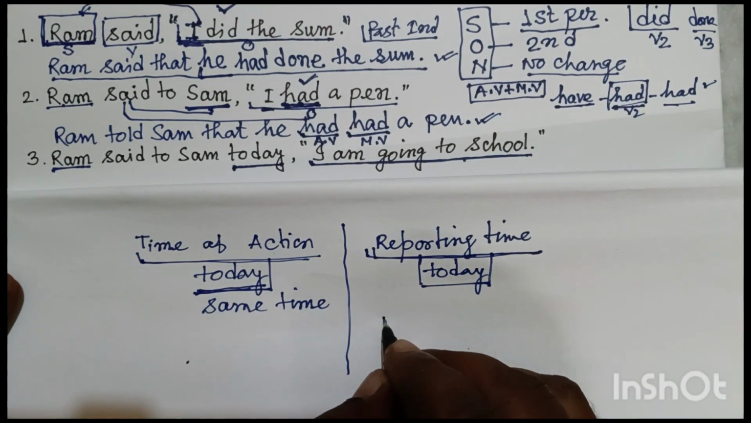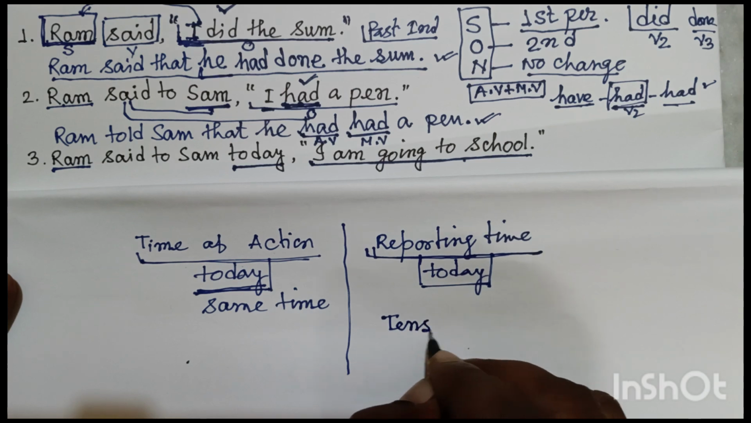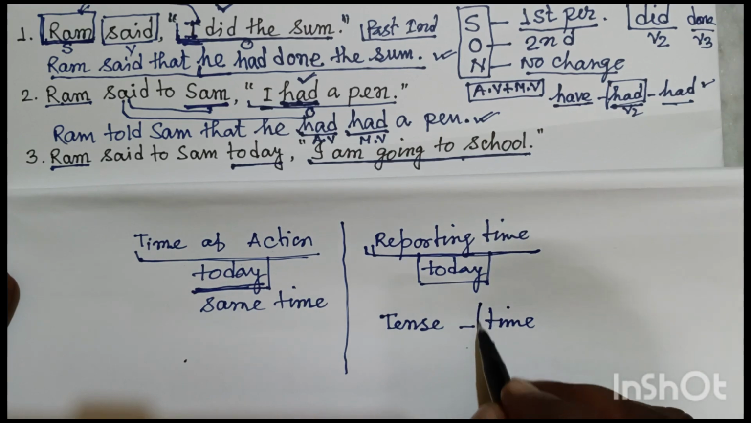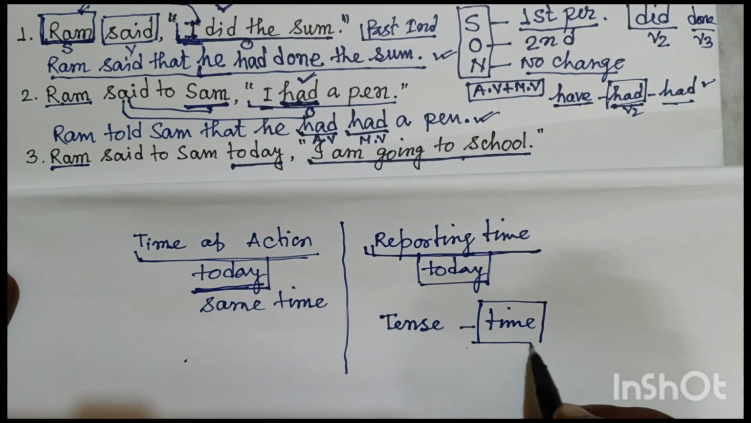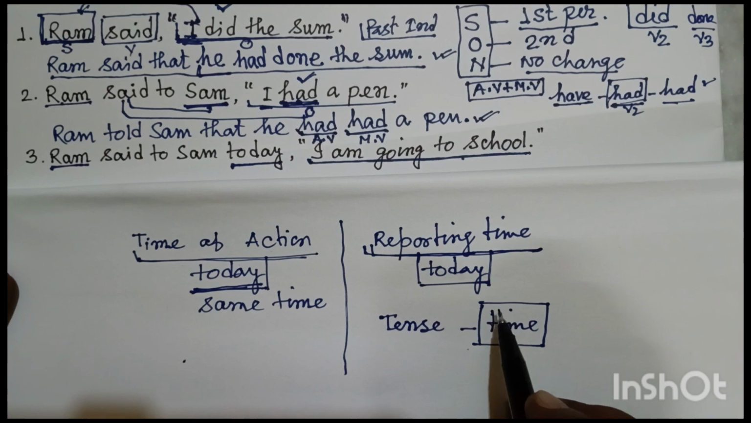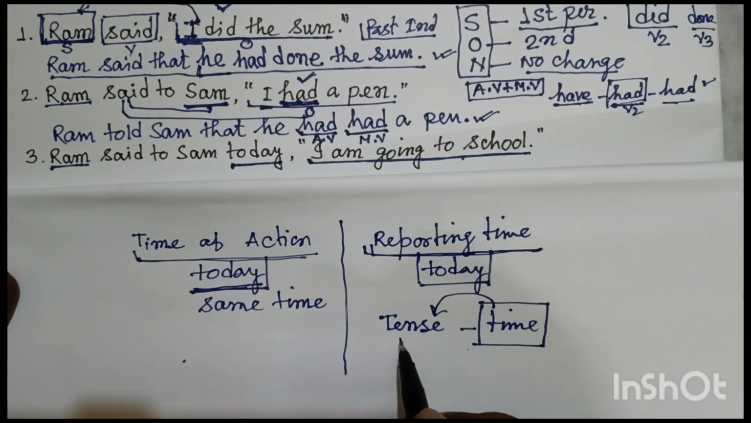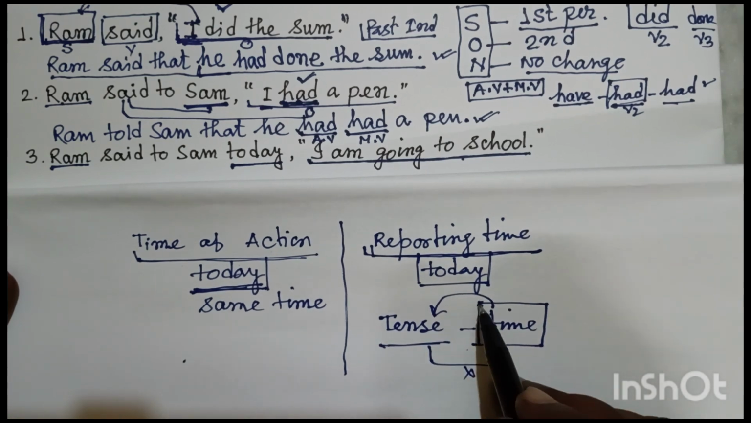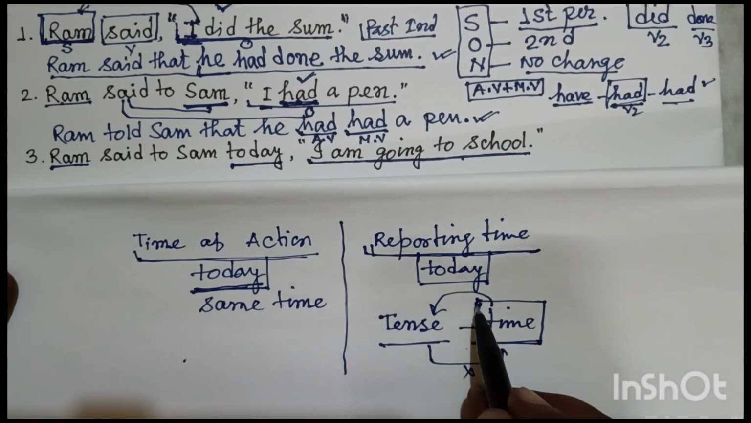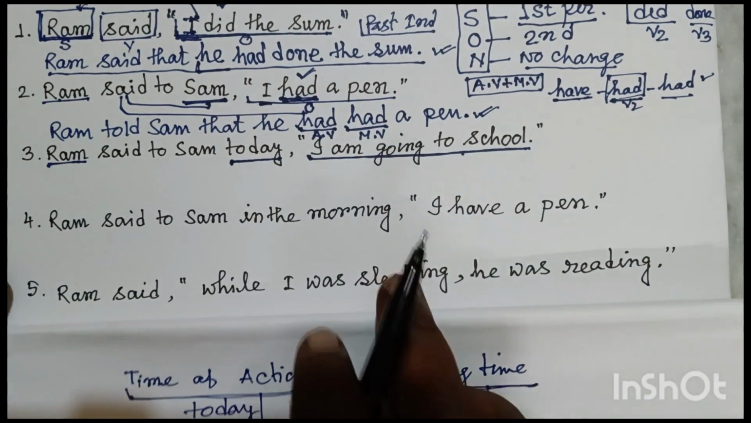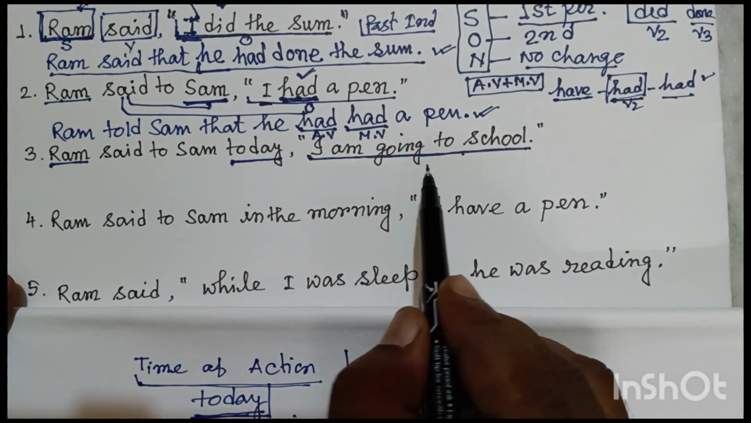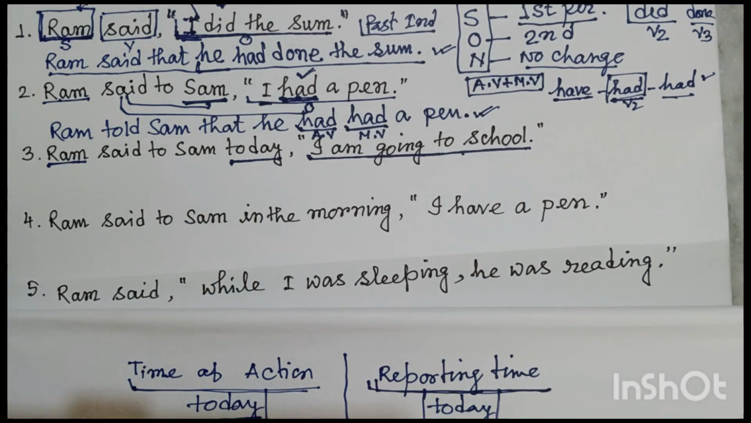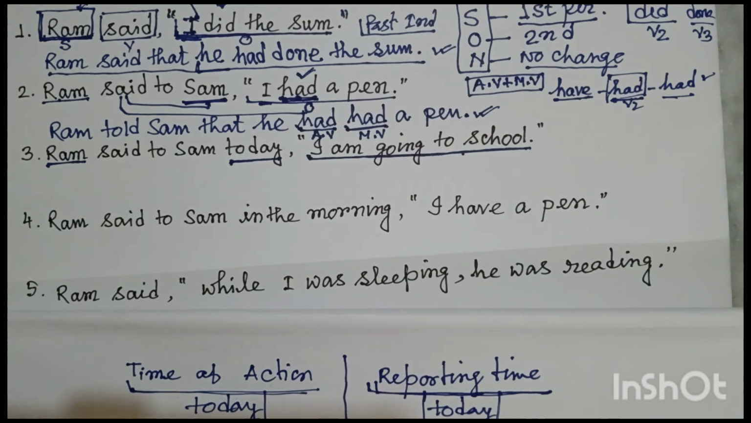verb forms or tense entirely depend upon time. That means we have to follow the time, because time decides tense. Tense does not decide the time. Make it clear first. According to the time, we have to change the tense. Here you can see we cannot change the tense, because the time of action and time of reporting both are the same.